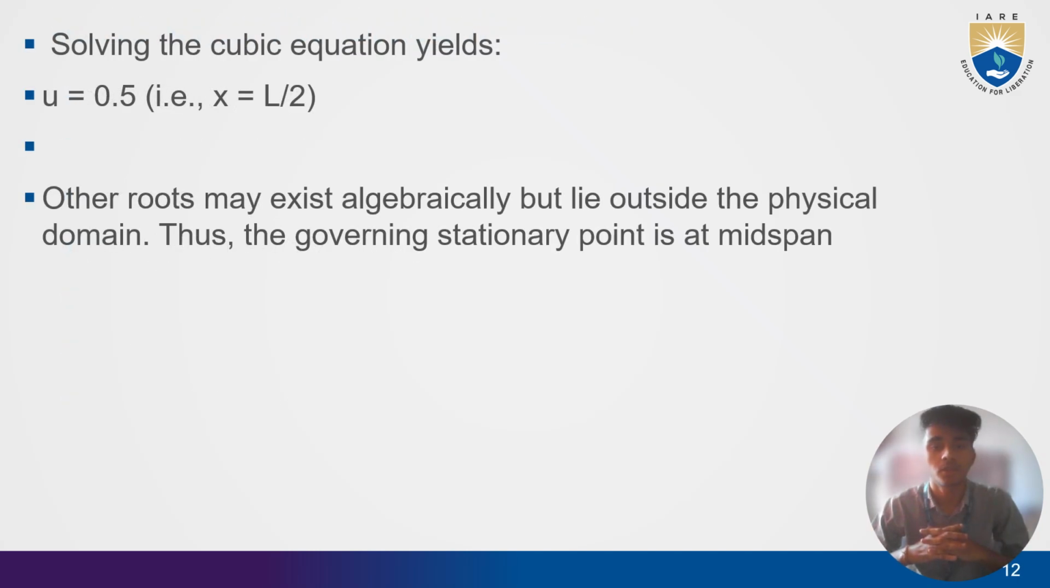Solving the cubic equation yields u = 0.5, that is x = L/2. Other roots may exist algebraically but lie outside the physical domain. Thus the governing stationary point is at mid-span.